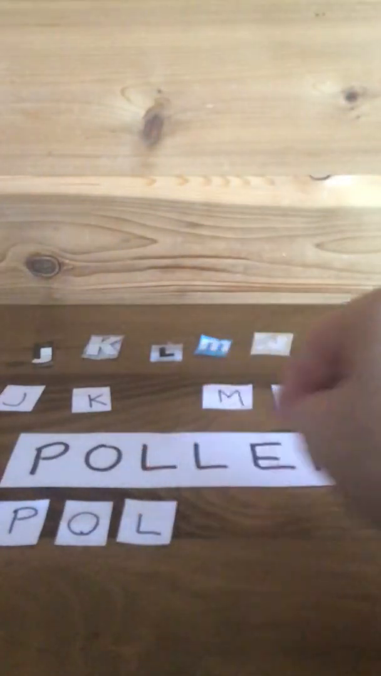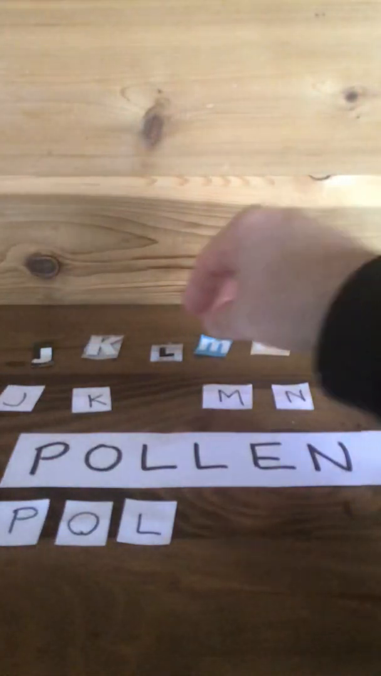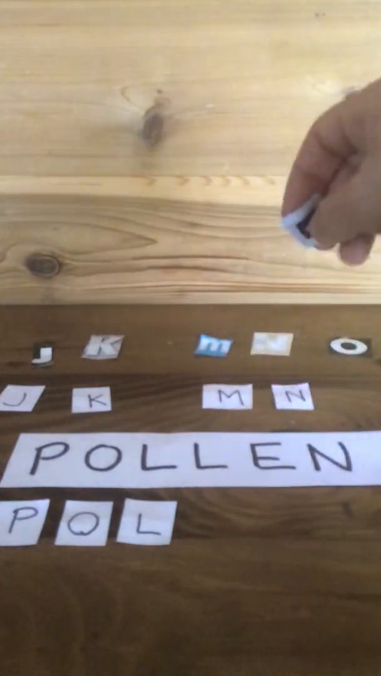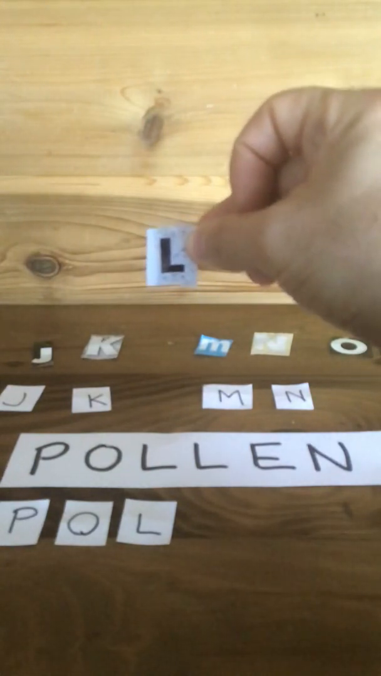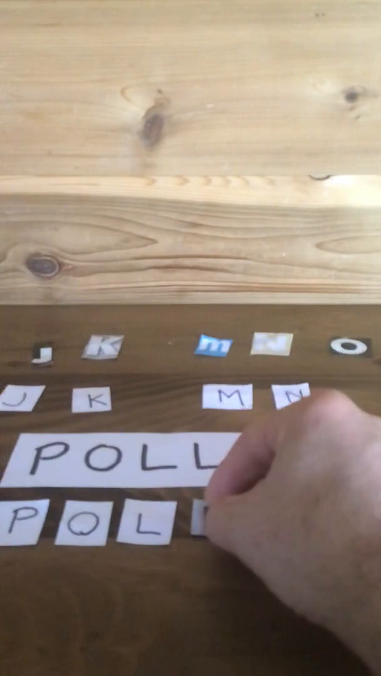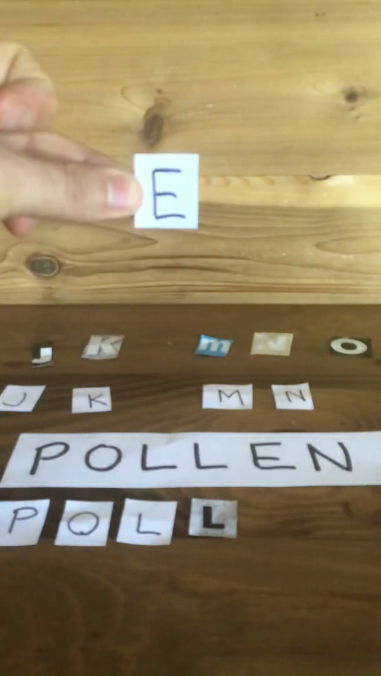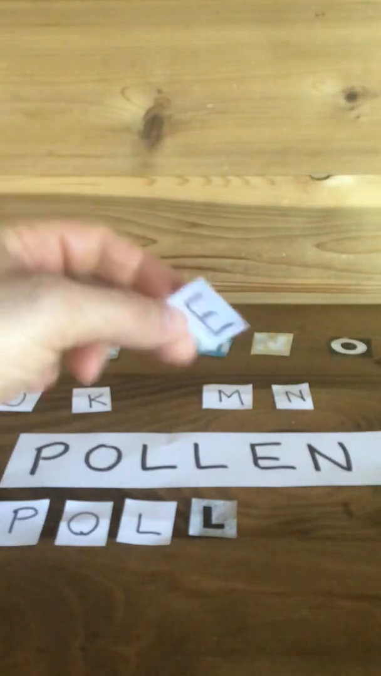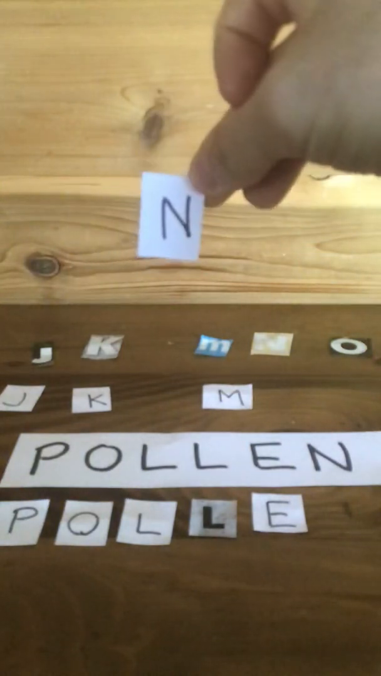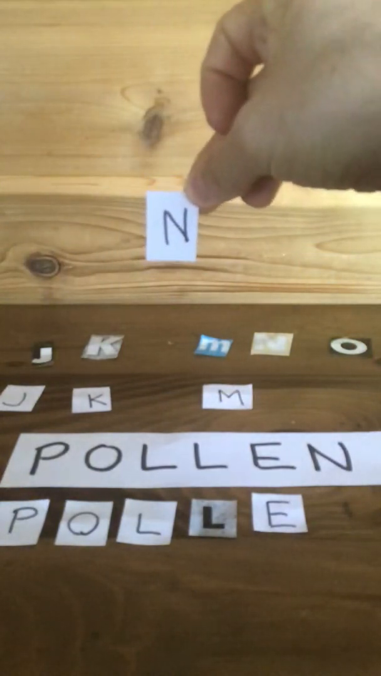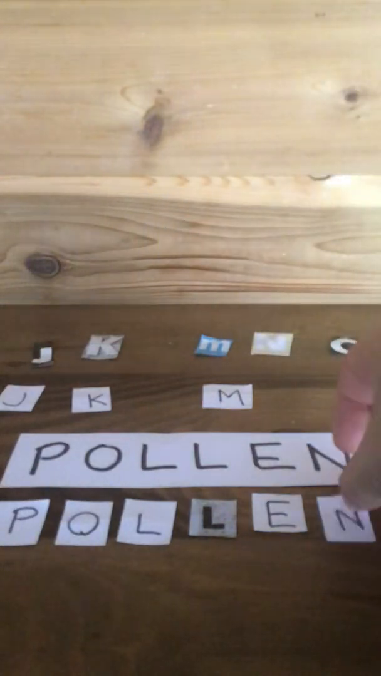Great. And find me another letter L. So I'm using my double letter here. Great. And now find me the letter E. Super. And last letter we're looking for is the letter N. There you go. And we just spelled the word pollen.